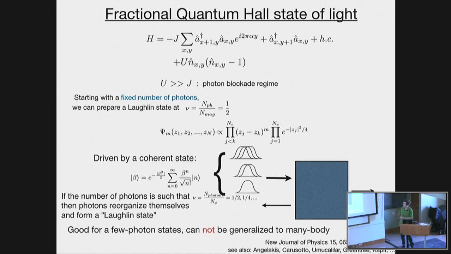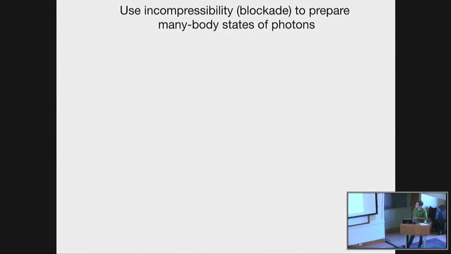But if we look at a weak excitation, if this beta, the strength of the pump field, is very weak, then we can hope for preparation of a 2 or 3 photon Laughlin state, as John mentioned. It cannot be generalized to the many-body case, but at least if we are interested to prepare a few, that's the way to go. So that led us to think a little bit how we can use the incompressibility of these many-body states to prepare them.